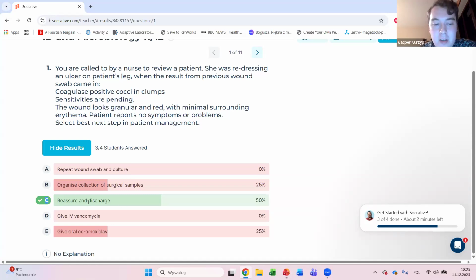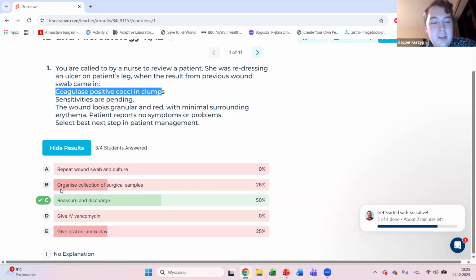Therefore, the correct answer is, as some people have chosen, 50%, to reassure and discharge, as this patient does not have an infection syndrome. And if you think about it, this ulcer is on the skin, and oftentimes wounds on the skin will get colonized by bacteria that live on the skin. And that will include things like staphylococci.